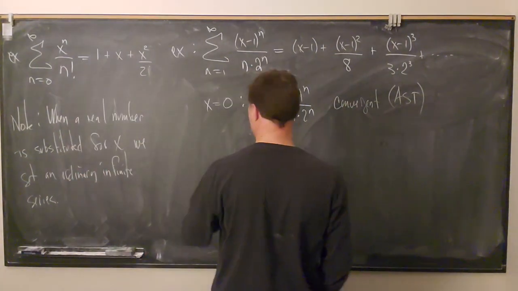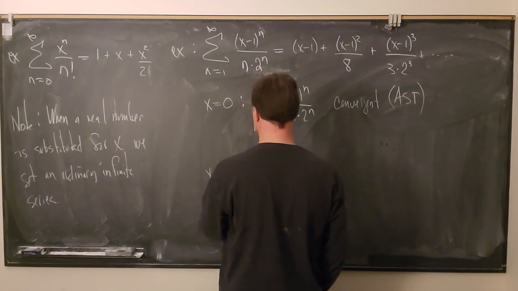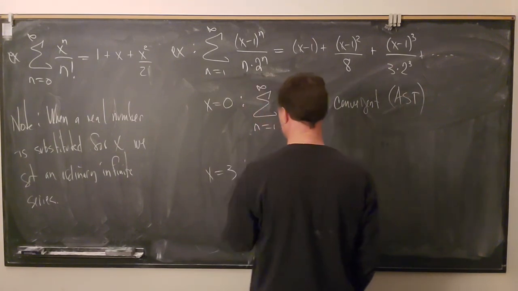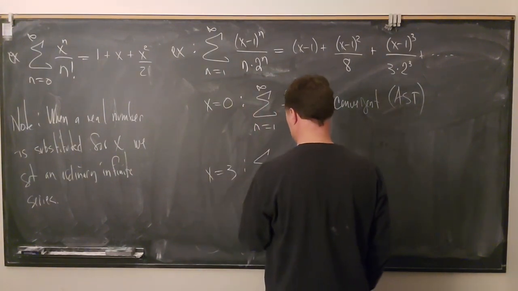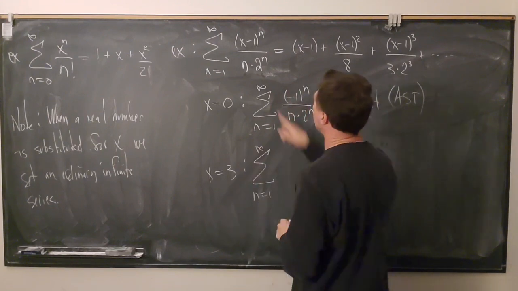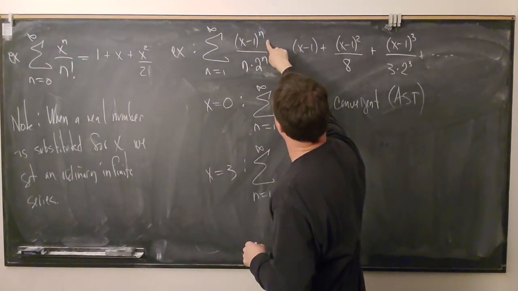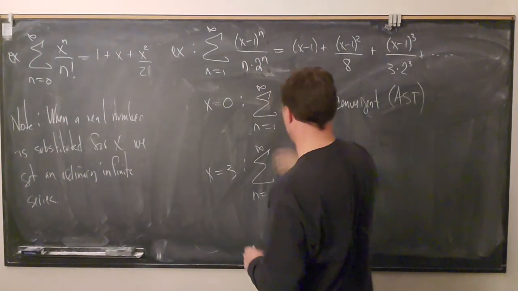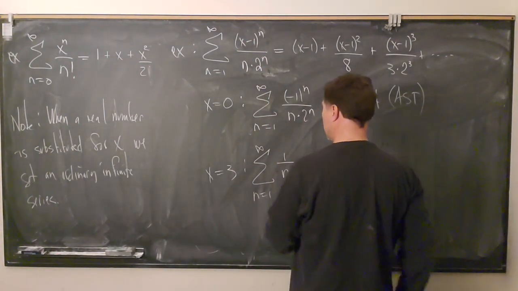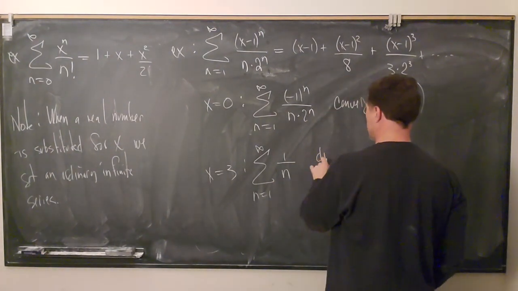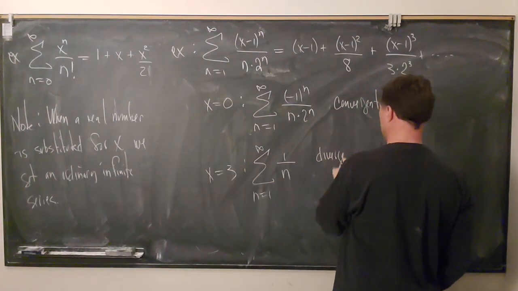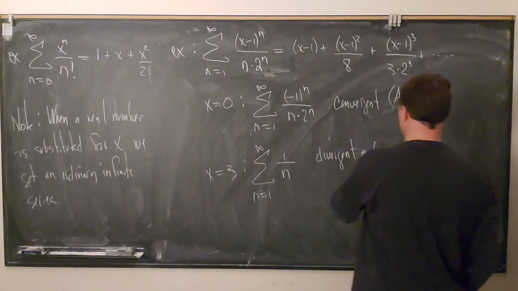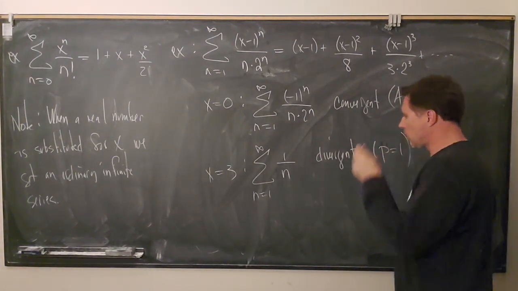If x equals 3, then what we will get is the sum from n equals 1 to infinity. So if I plug in x equals 3, what do I get here? I get 2 to the n in the top, 2 to the n right there. When they cancel, that will leave us 1 over n. So this diverges. Now this one is divergent, and the reason is p equals 1.